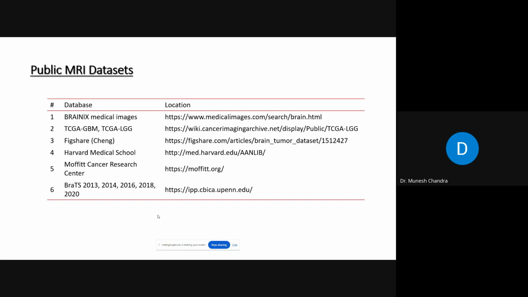Some of the public data sets of the MRI that can be used for your research, you can use these data sets for your research. These are freely available data sets for machine learning on MRI data. So you can note down these data sets. These are freely available. So if you want to focus your research on MRI data sets, you can use these data.